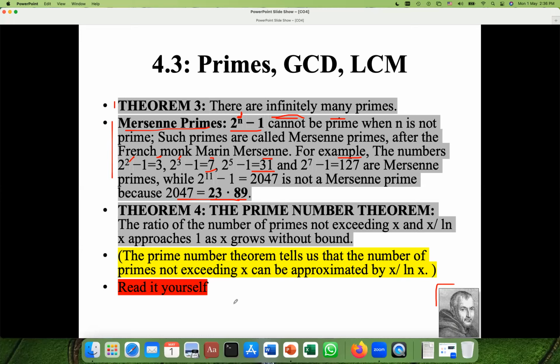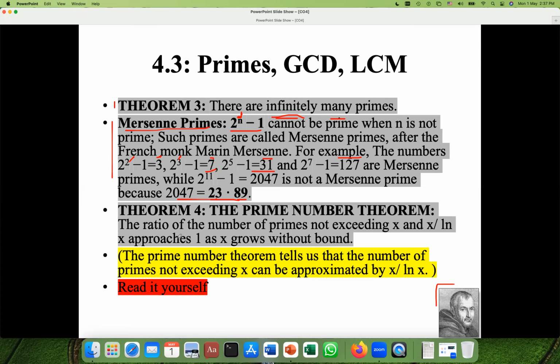Theorem 4. The prime number theorem: the ratio of the number of primes. When there is a word ratio, then you can understand it would be in a kind of fraction or like that. The ratio of the number of primes, you have to calculate the number of primes not exceeding x, where x will be given to you, and x divided by the natural log of x.